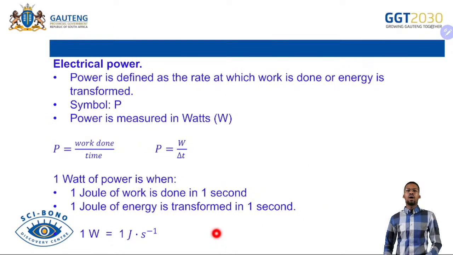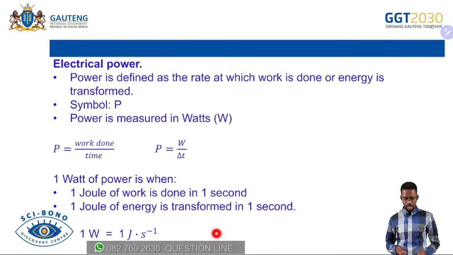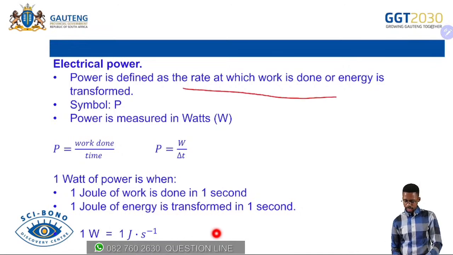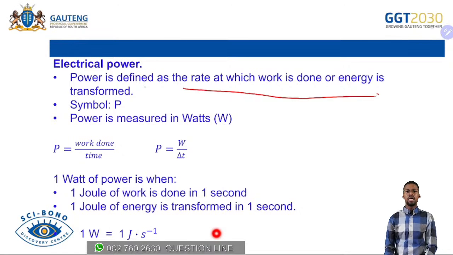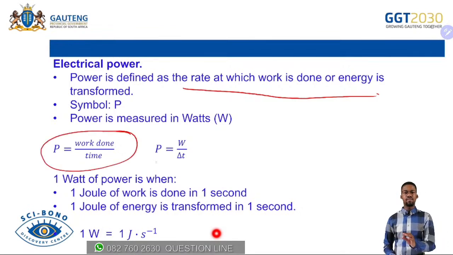Now let's talk about power. The exam guideline has stipulated that we define power as the rate at which work is done. The symbol for power is P, and the unit of power is watts. So this is the formula for power. Power is the rate, meaning divided by time, at which work is done.